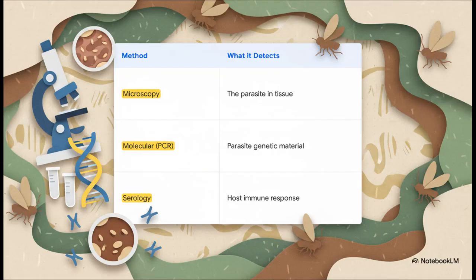Okay, so diagnosing leishmaniasis involves a few key lab methods. The old school way is microscopy, literally putting a tissue sample under a microscope and looking for the parasite. More modern methods include PCR tests, which are incredibly sensitive at finding the parasite's DNA, and serology, which doesn't look for the bug itself, but for the antibodies your body makes to fight it.